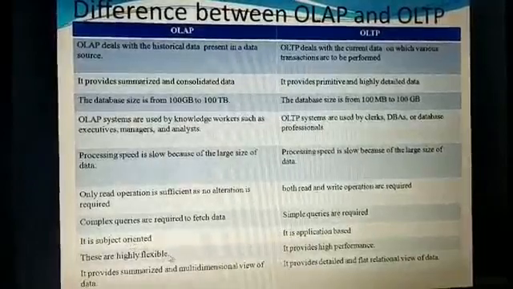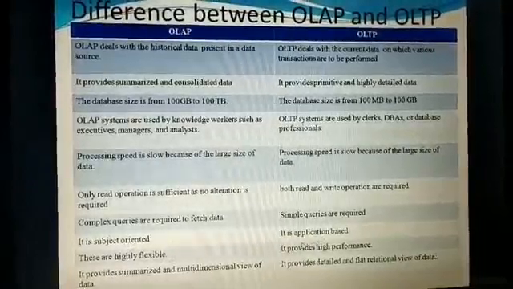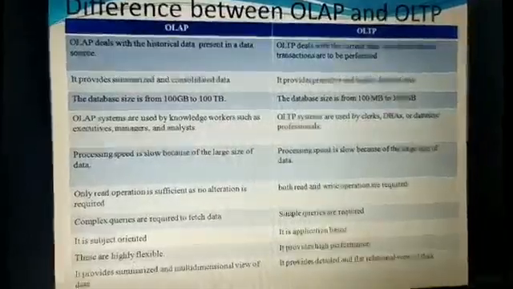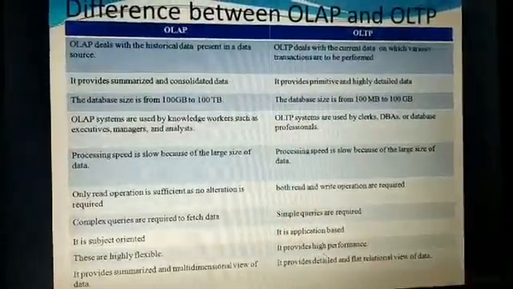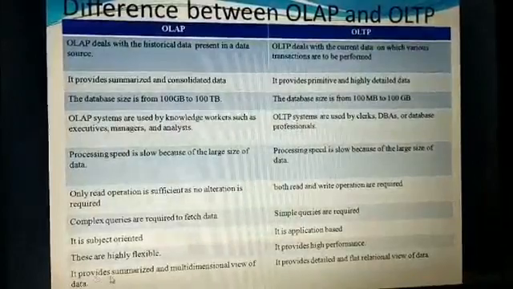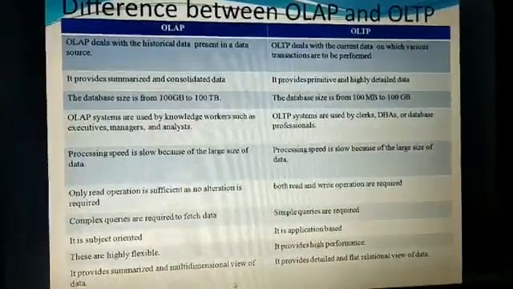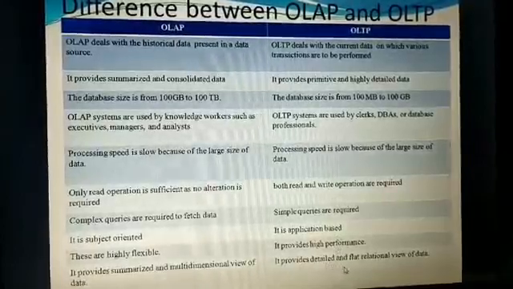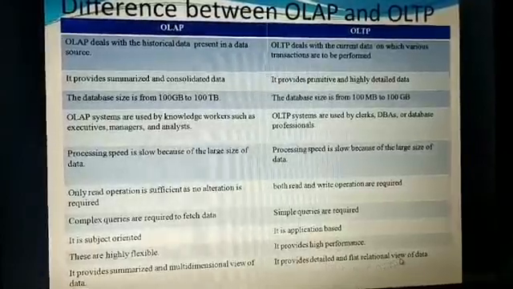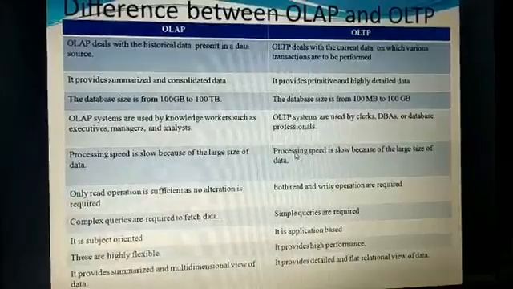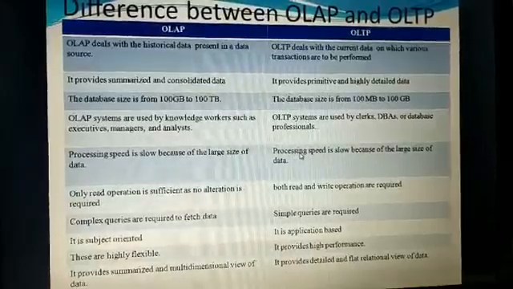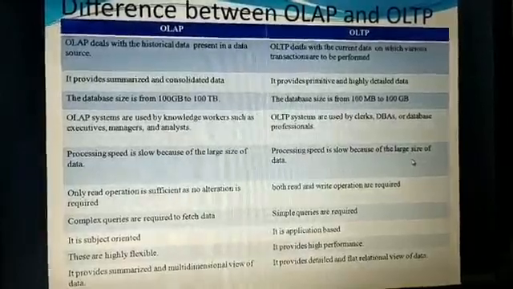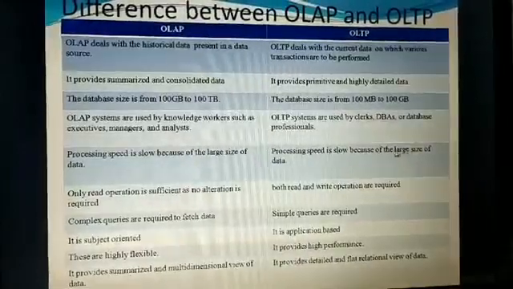OLAP is subject oriented, while OLTP is application based. These are highly flexible and OLTP provides high performance. Last, OLAP provides a summarized and multi-dimensional view of data, and OLTP provides a detailed and flat relational view of data. In this fifth step, the processing speed is slow in OLAP because of the large size of data instead of the small size of data.